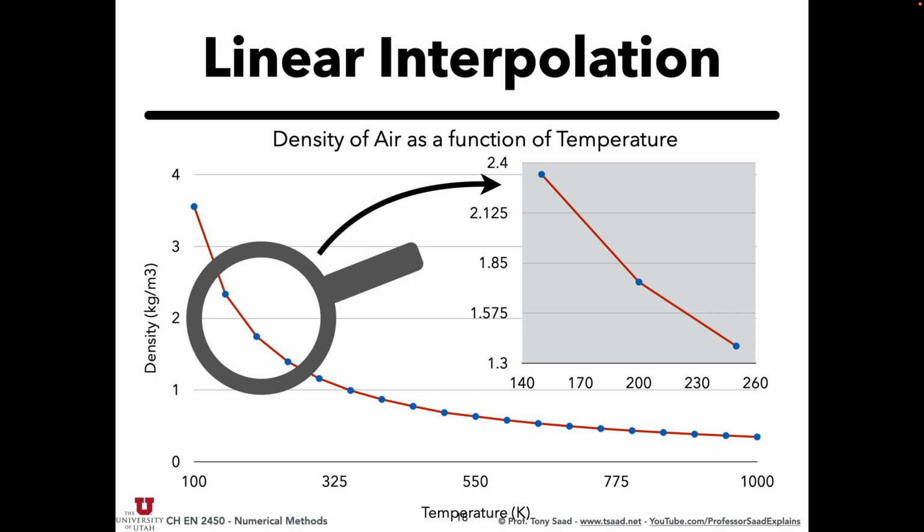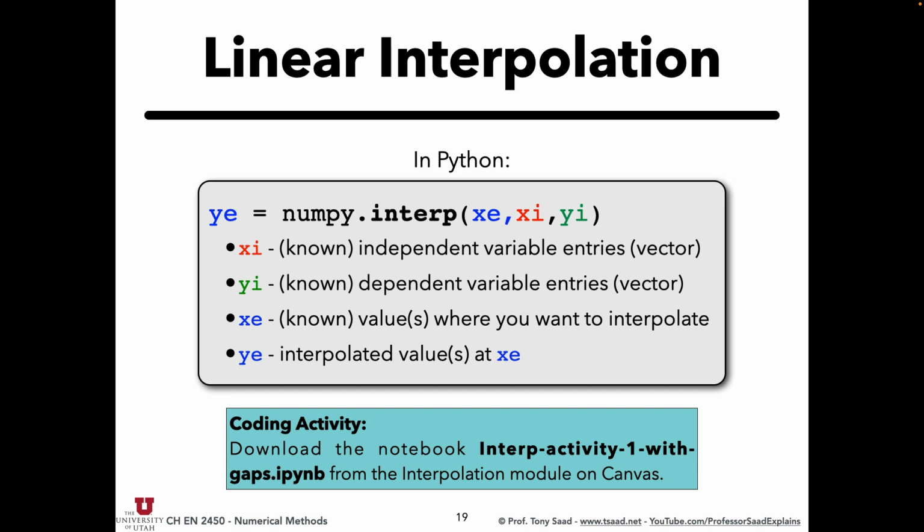Okay? So let me introduce to you the function interp. Okay? So the function interp is our basic 1D interpolation for straight lines in Python. And it takes 3 arguments and returns a single value.